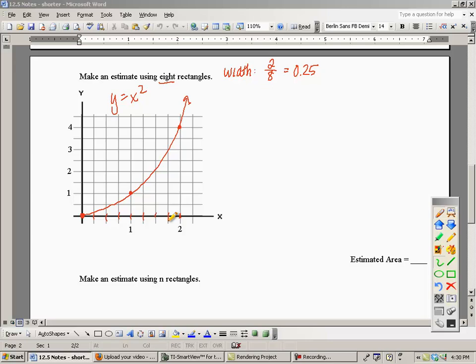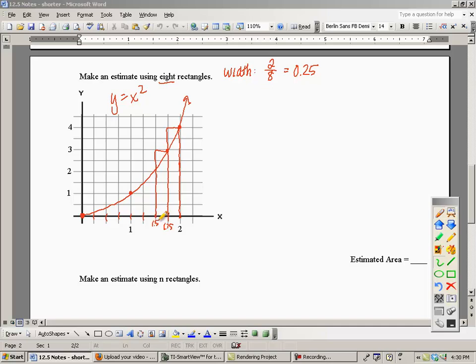So I'm going to start at 2 because I think it's always best to start at the back. And I'm going to go up till I hit my graph. And I'm going to go over to the next line, and there's my first rectangle. And I'm going to use this next point, which is 1.75. And I'm going to go up where that hits my graph. And I'm going to move that straight over and come back down. Okay, this is at 1.5.